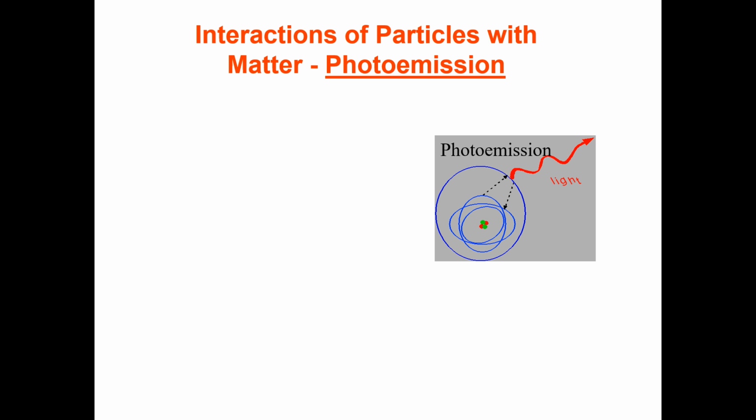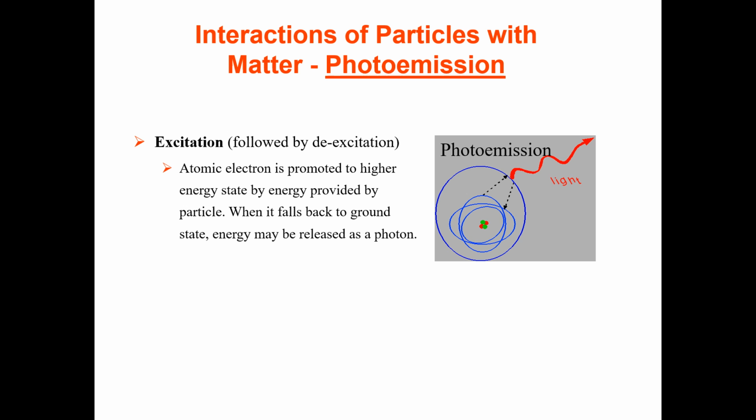What is meant by photo emission? Let's have a brief introduction to photo emission. As you can see in the figure, the basic phenomena related to photo emission: we have excitation followed by de-excitation. What is meant by excitation? Excitation means an atomic electron is promoted to a higher energy state by energy provided by the particle.